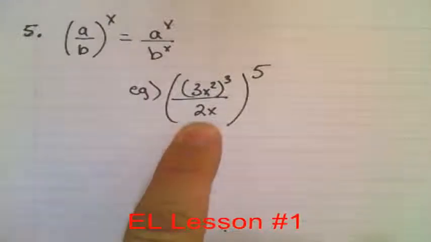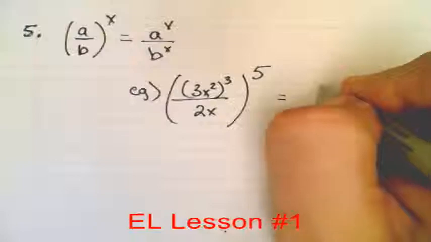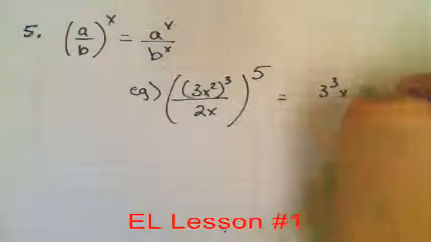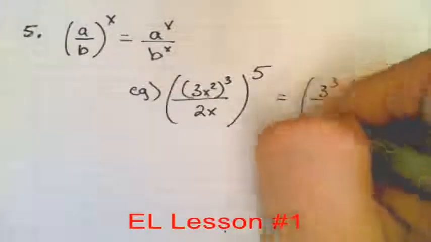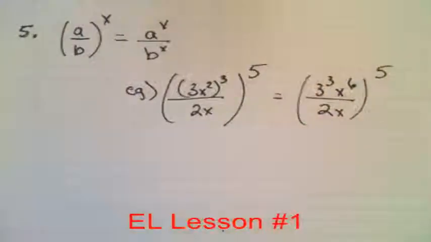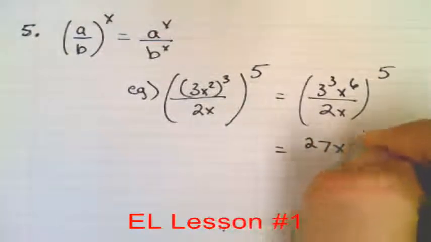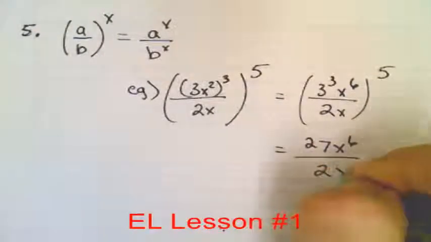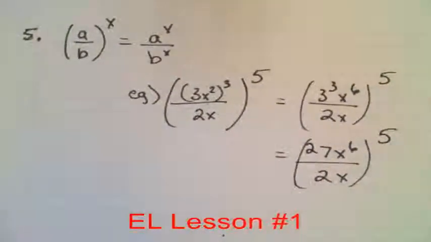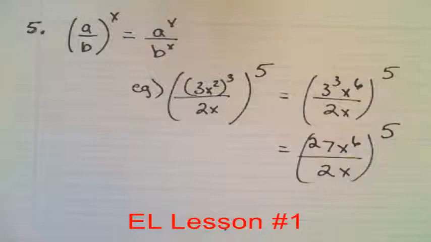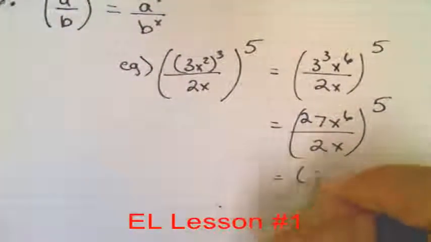Now I've got lots of options to do this. Here's how I would do it first. I start with cleaning up this. Okay? And what I'm going to do is I am going to get 3 cubed, x squared cubed, which is x to the 6, over 2x. And all of that still to the power of 5. Cleaning that up, I'm going to get 27 x to the 6th over 2x. And still, that's all to the 5th.